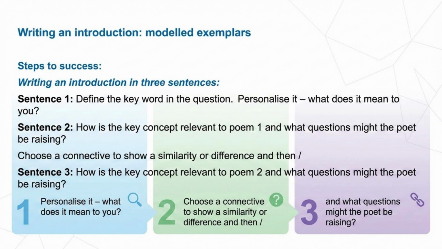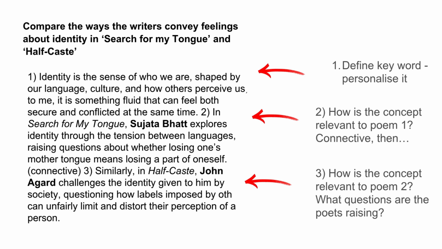First sentence, define the key word. Maybe personalize it. What does it mean for you? Be really clear what that focus is going to be in the question. Second thing, how is that concept relevant to poem 1? And then with a connective to show if it's similar or different, how is the concept relevant to poem 2? Okay, and then we can link all those together. I've got an example here for how we can do this.